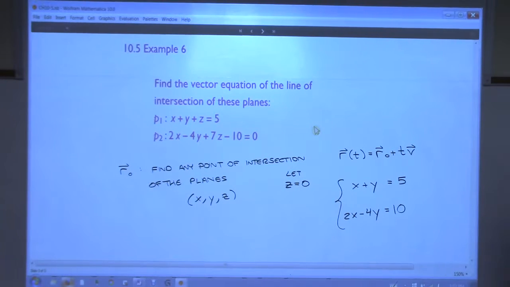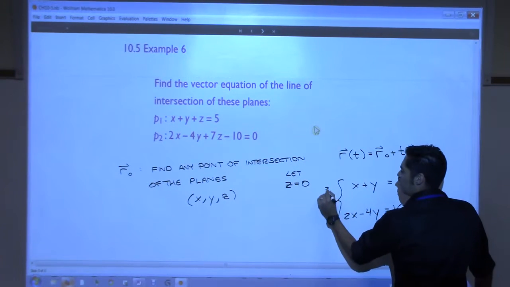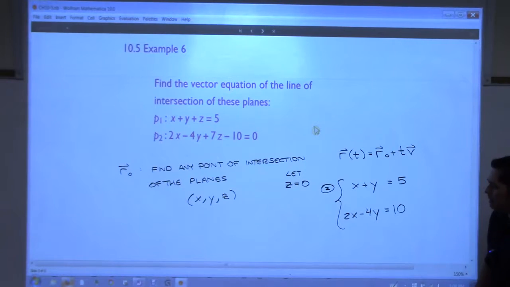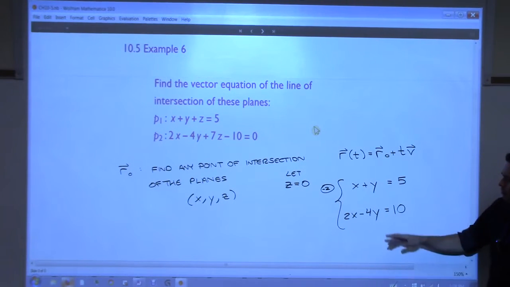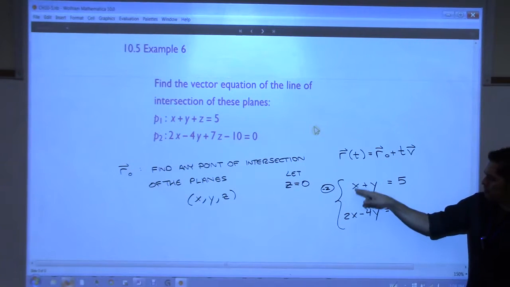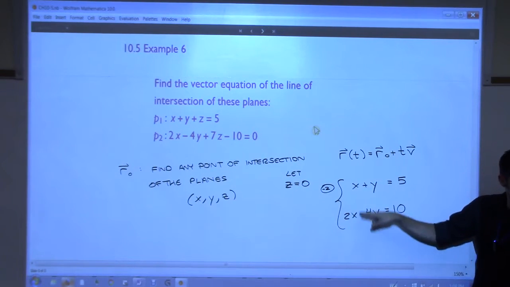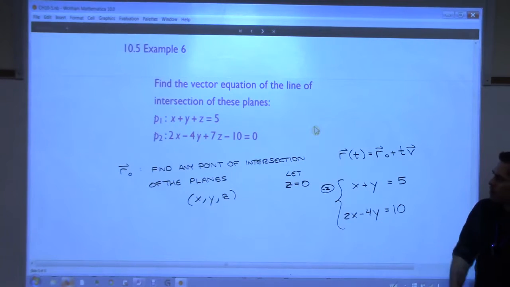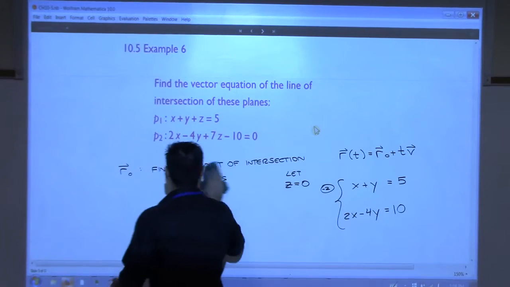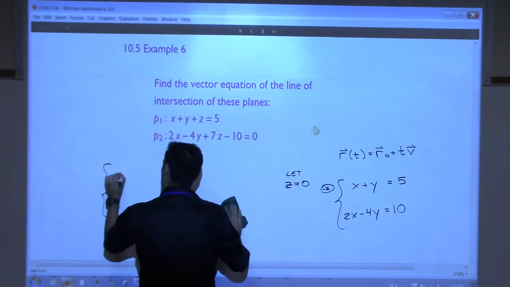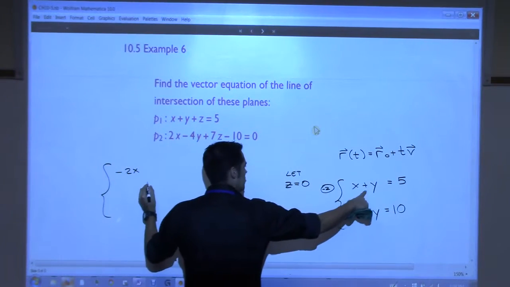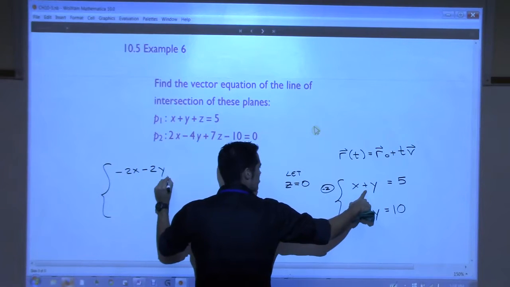So if I were doing this, I would do an elimination or something. Of course, you can use matrices and do all that stuff, but if I'm working quickly, I'm just going to multiply the top one by negative 2. Why am I doing that? Because the x's will cancel when I add down, right? So my new system of equations is negative 2x minus 2y equals negative 10.